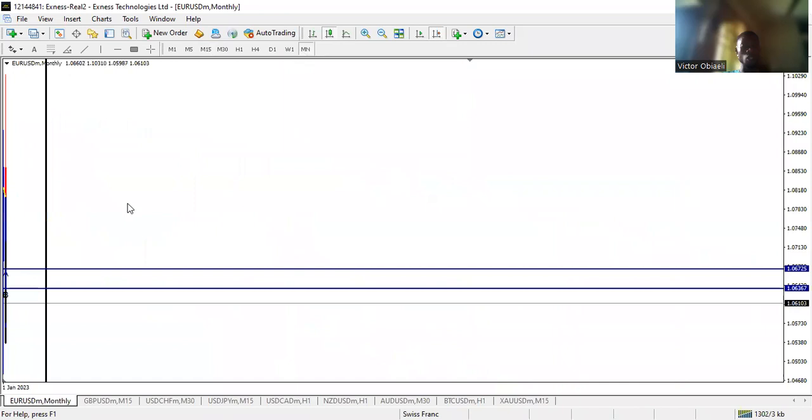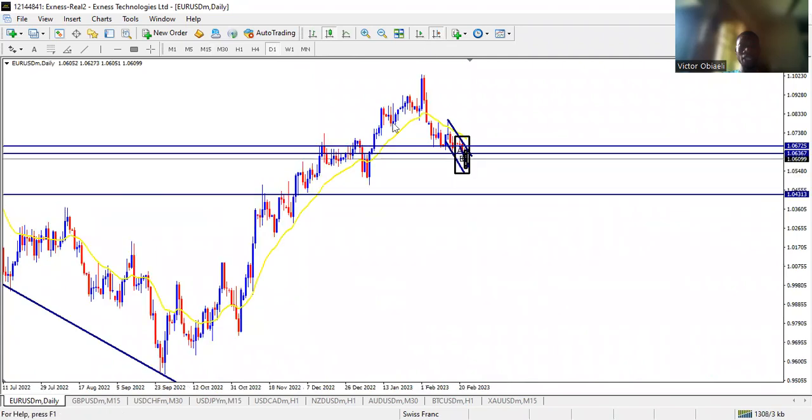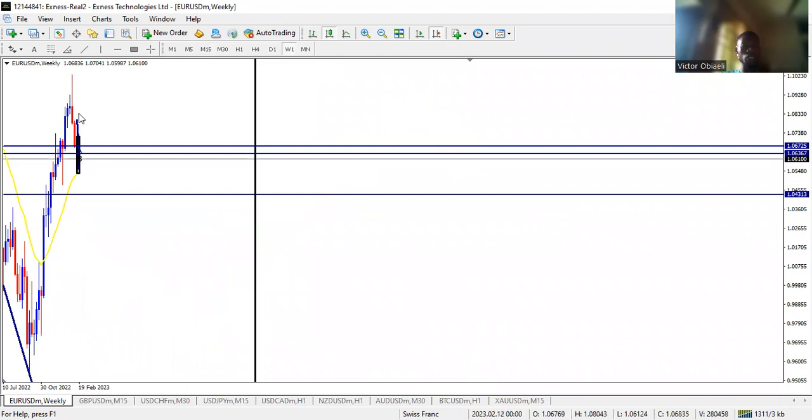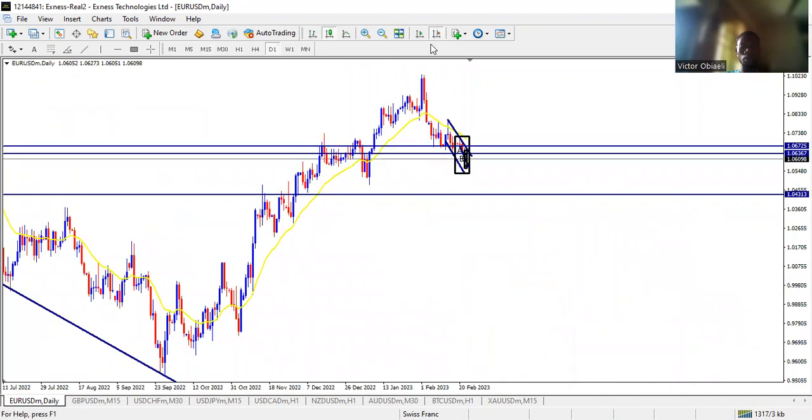Look at, from the monthly, we have a key level area. Remember I talked about it, the confluence here. From the weekly, we have price approaching a key level area. Look at it, this particular order block region. Now, from the daily, we have price approaching a key level area from this particular point.